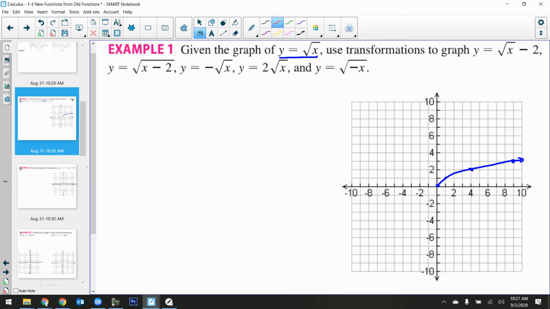All right, so let's start going down the colors. What's that going to do? What transformation is happening there? What's a minus 2 on the outside going to do? Down 2. Left and right is inside. Up and down is outside. So it's going to go down 2. It's going to take all these points and shift it down 2. Here, here, here, here. That's that one.